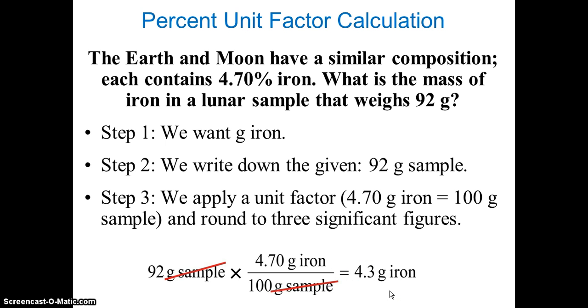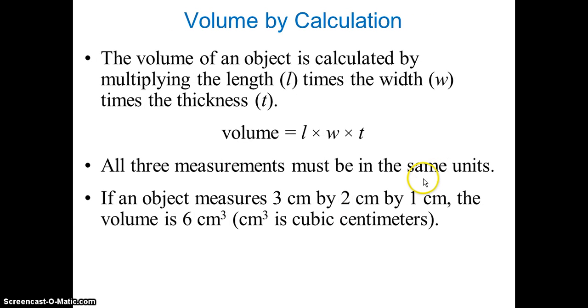So you can take percent as a unit in a unit factor calculation too. We'll take volume calculations in our next lecture.